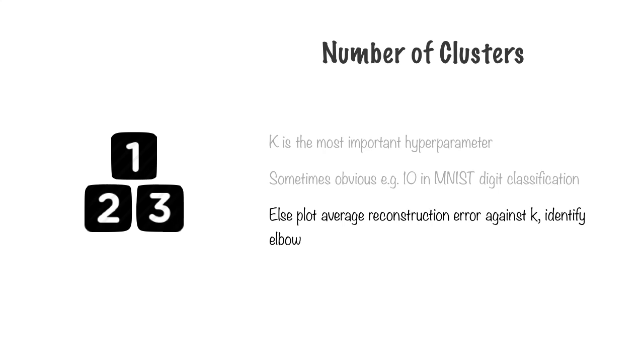You don't know what logical groups exist in the data. In such a situation, the only way to figure out the number of clusters which seems right is by performing some kind of tuning. You'll plot the average reconstruction error against the value of k by choosing different values of k and identify the elbow. Let's see what this means.